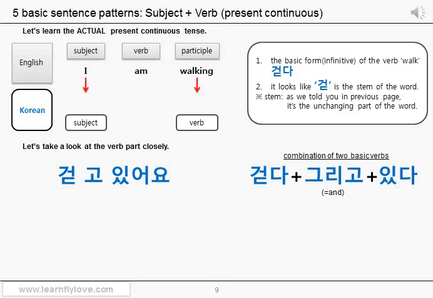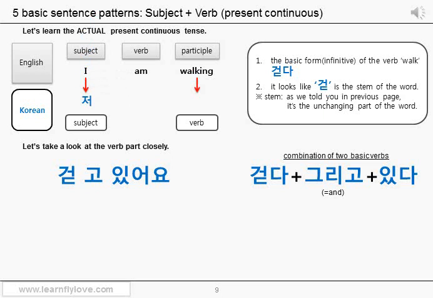I am walking. Of course, you can use the present simple form to refer to the present continuous tense in Korean, but it would be more obvious if you use the actual present continuous form, right? Let's see how it looks like.